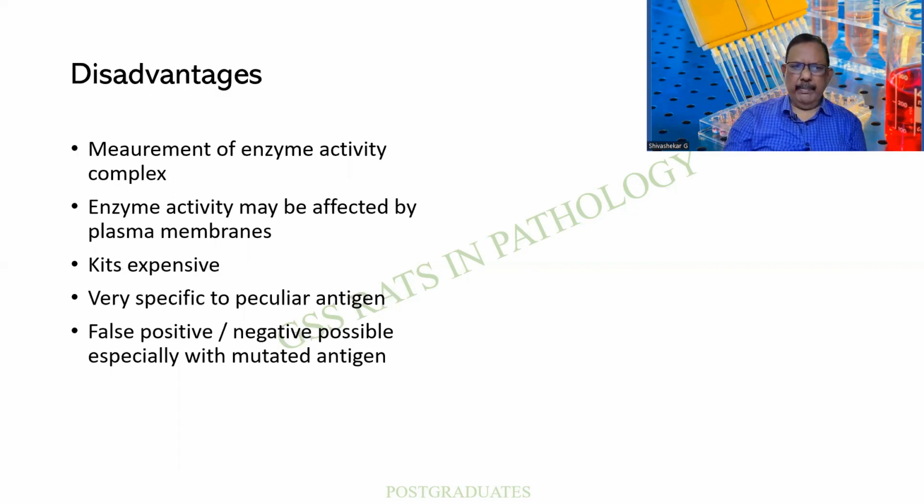The disadvantages can be, you find that it is a measurement of an enzyme activity complex, not a tissue also. Enzyme activity can be affected by the plasma membranes. So that is somewhat different. Probably when there is going to be some kind of a lysis or a rupture of the enzyme, there can be a change. The kits are quite expensive, very specific to a peculiar antigen. That is why the companies thrive on them. False positive, false negative is probable. And particularly when there is a mutation of the antigen, we can get a wrong result.